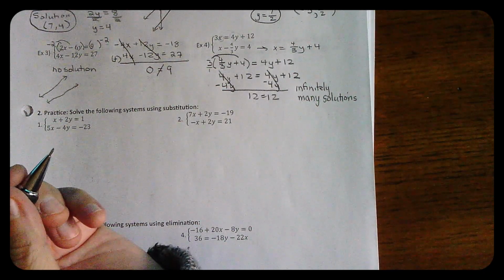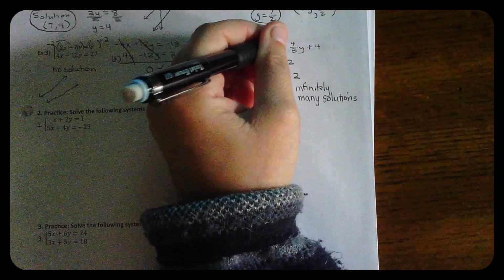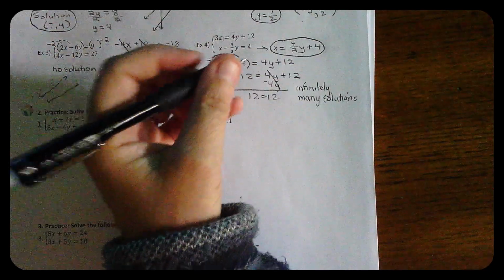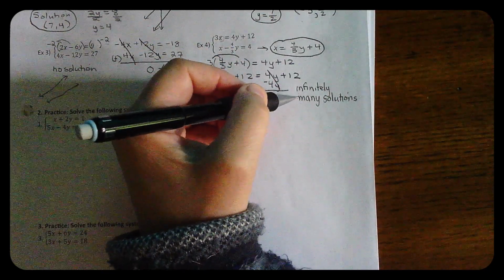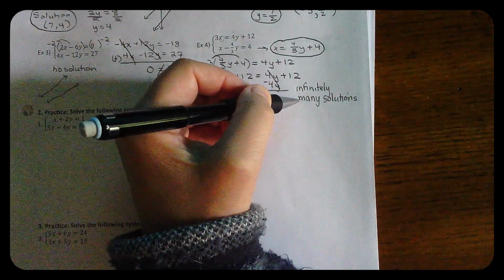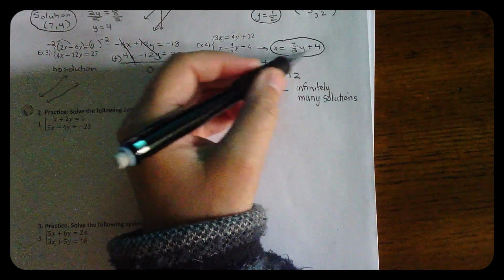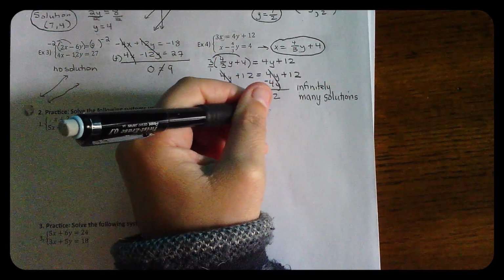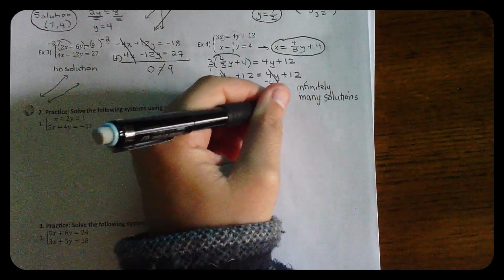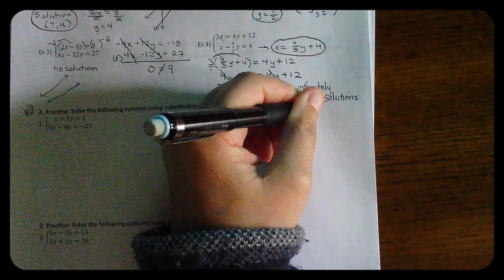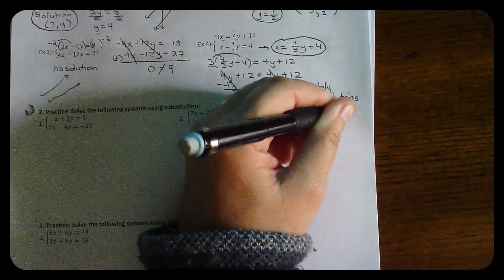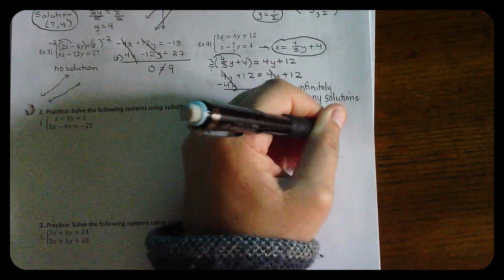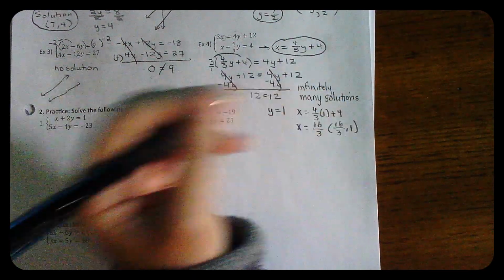Okay, so what we're going to do is we're going to write this in set builder notation, because it's not just any old infinitely many solutions. It's only the solutions that fit this pattern. So what that means is, for example, let's say I let y equal 1, then x is going to equal 4/3 times 1 plus 4, and that's x equals 16/3. So 16/3 and 1 is the solution.